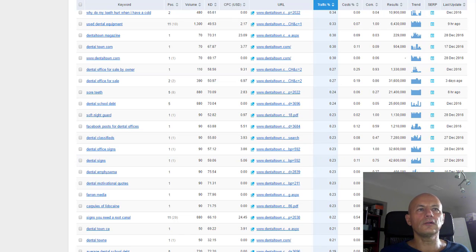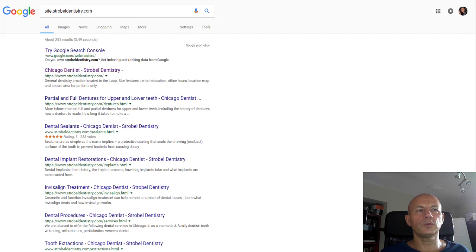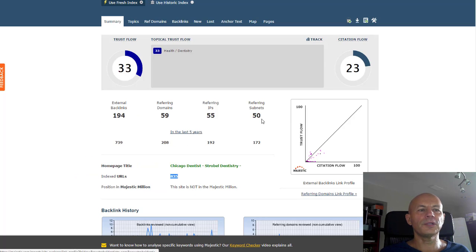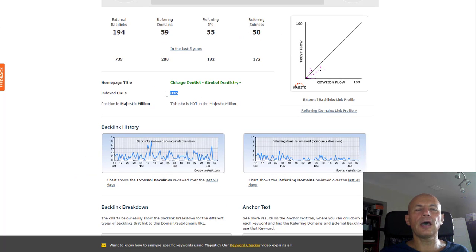Look at the site again, where it is 285 pages. Look at the Majestic. They have 835 indexed URLs. So there are two ways. Either this site has about 600 pages that are not indexed, and I hardly doubt this, or they gradually remove the long tail keyword pages, and redirect them to the pages that have higher authority.